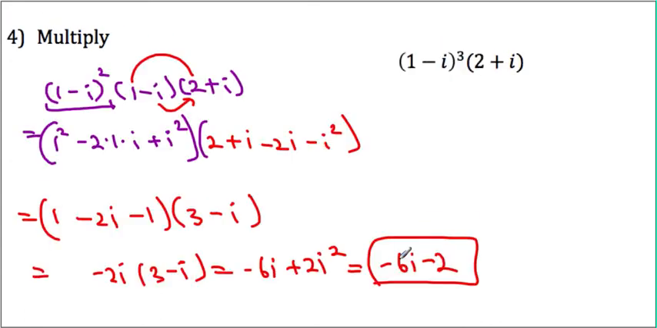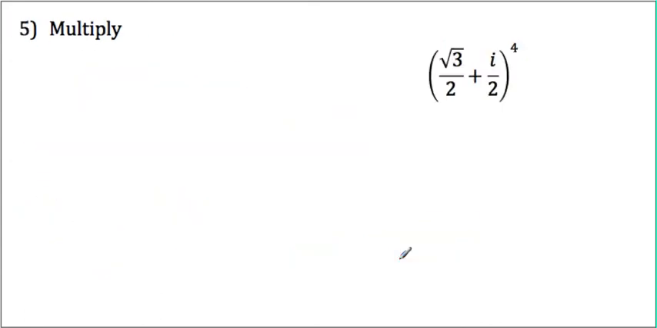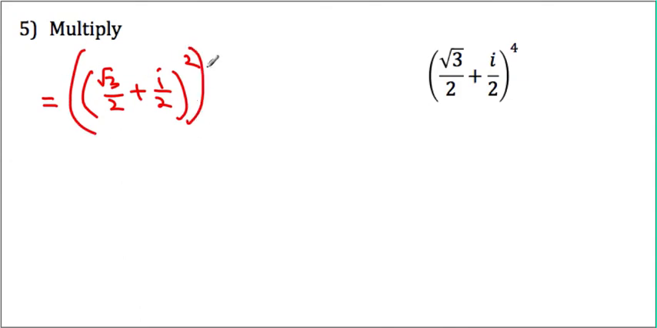Alright, number 5. Here it goes. Let's try to raise this one up to the 4th power. So first let's try to do the square. First, radical 3 over 2 plus i over 2 squared, and then we can simply square that. So first let's try to do the inside.